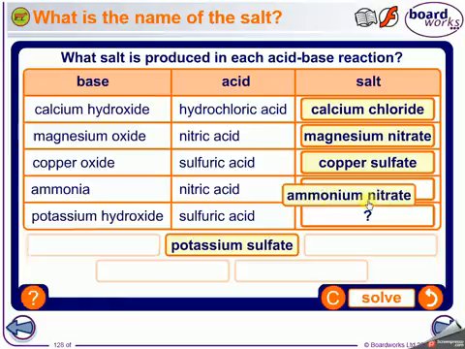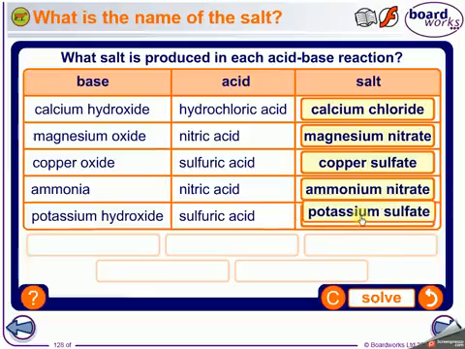There we go. Potassium hydroxide, sulfuric acid. So I know the first part of the name is going to be potassium. Second part is going to be sulfate. So potassium sulfate. Now, they're not going to give it as nicely easy peasy as this because I've got my bases and my acids all in one nice row. So they might mix it up a little bit.